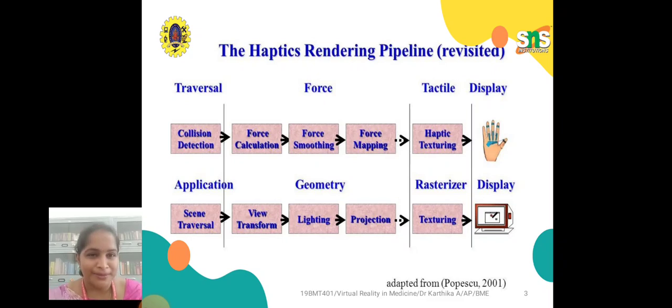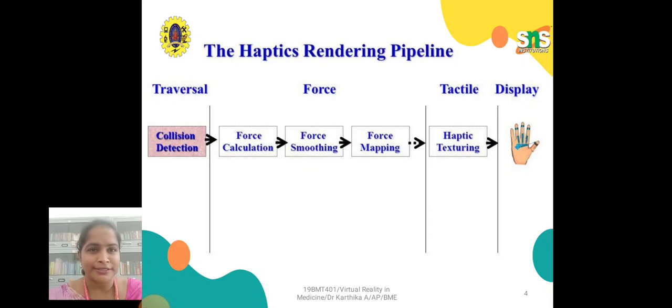And in application part, we have scene traversal. While coming into geometry, it includes view transform, lighting and projection. And in rasterizer, we have texturing. And finally, we have output display. Okay, first we are going to discuss about traversal collision detection.